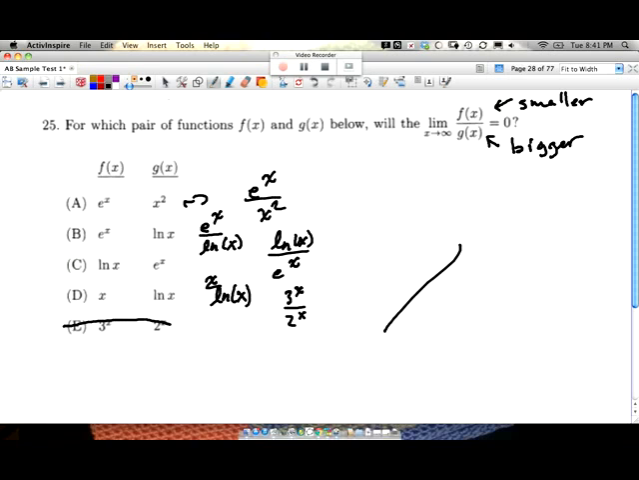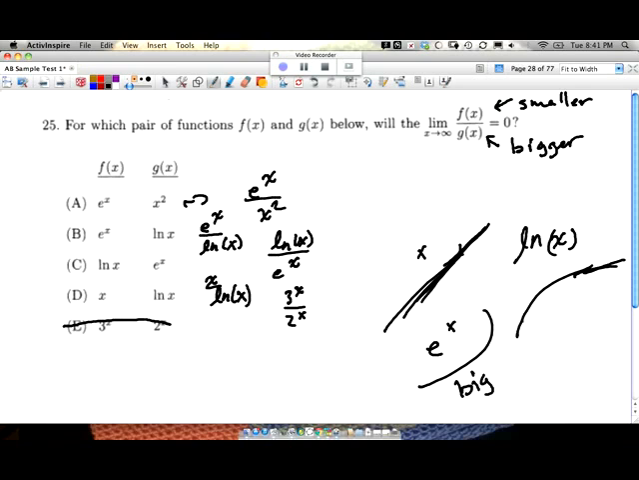X over natural log of x, so x does this. Natural log of x does this, and e to the x does this. This is the big one. This is the little one, and this is the middle one. X to some power n, let's say. Well, which one of these has a bigger one in the bottom? It looks like it would be C, because we got a little natural log on top and then e to the x on the bottom. That's a lot of that.